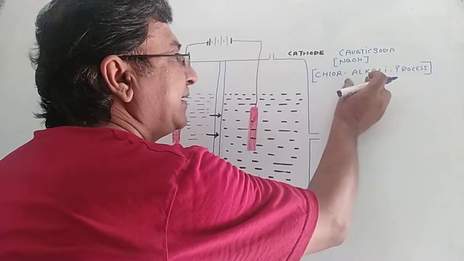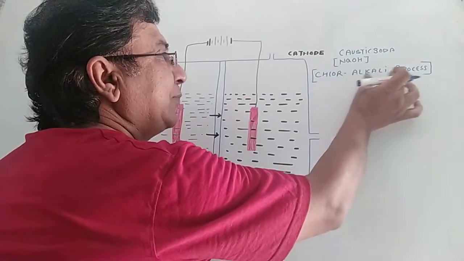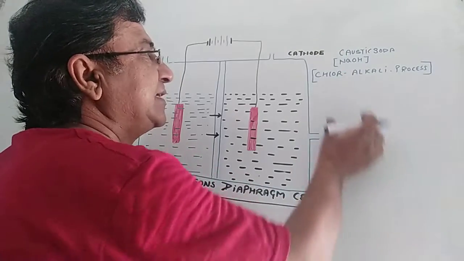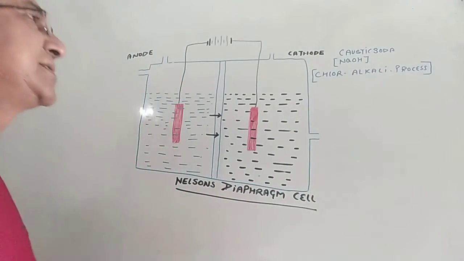Again, a question can come: why is it called the chlor-alkali process? Remember, with the alkali we are getting chlorine also. That is why it is called the chlor-alkali process.